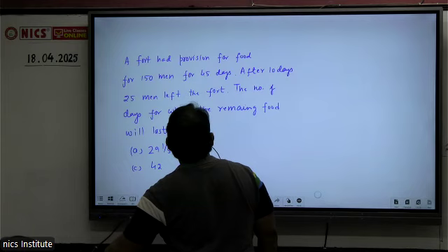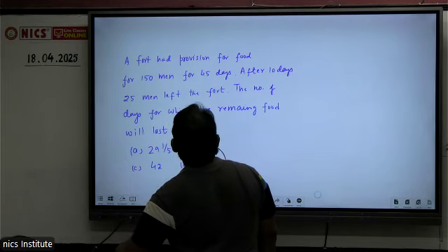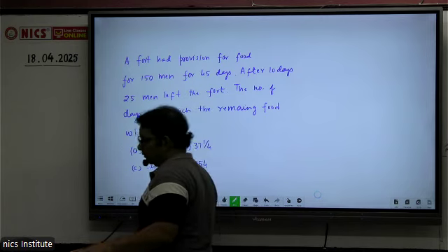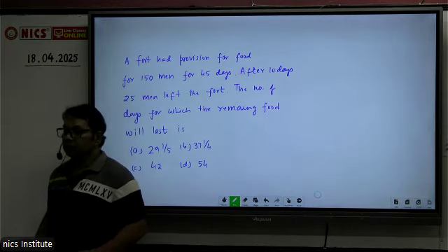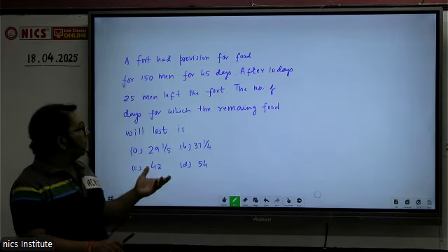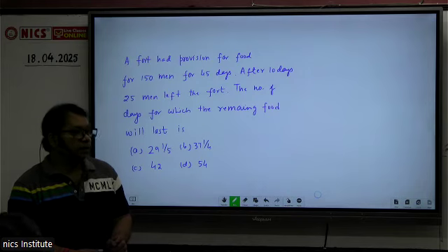150 men for 45 days could eat the food. After 10 days, 25 men left the fort. So remaining people are 125. When you also use some unitary method also, I think this should be answered.